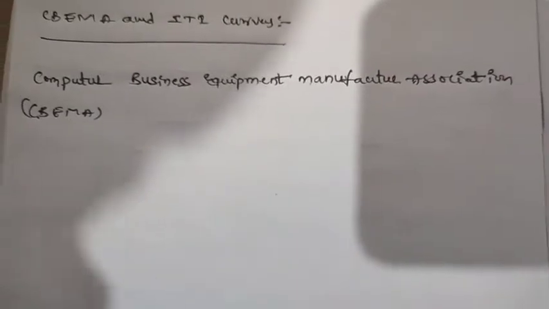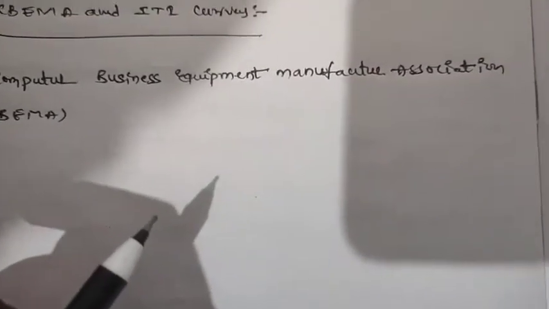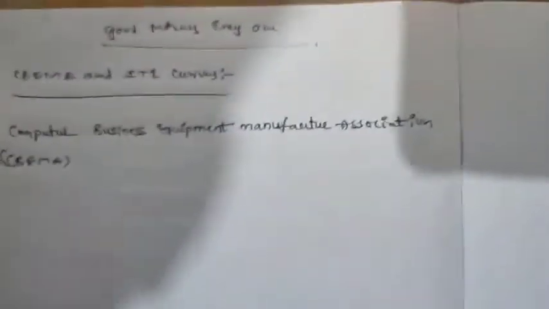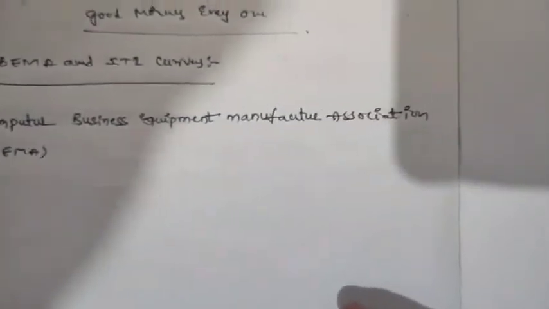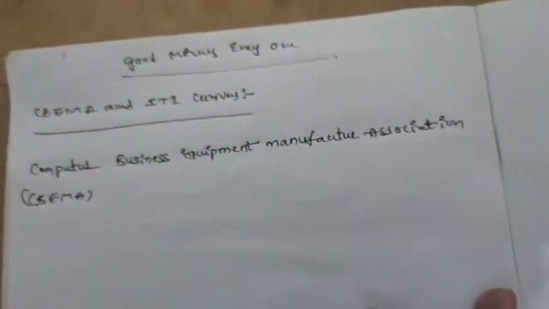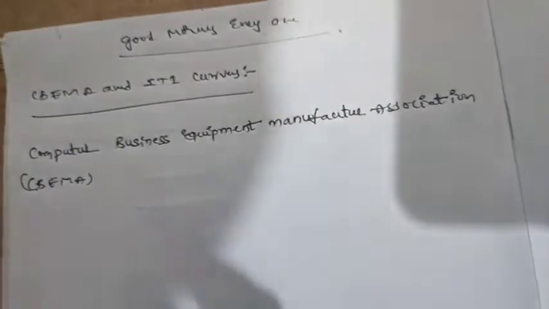CBEMA means Computer Business Equipment Manufacturers Association. We have to show this on a graph. This is used for monitoring power quality, as one of the measurements. Many computer business equipment makers, that is, sensitive equipment customers, formed one association and gave a tolerance, that is, what values the sensitive equipment can withstand.